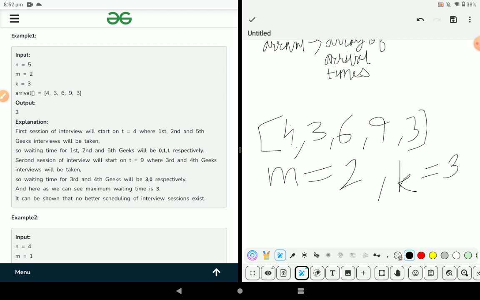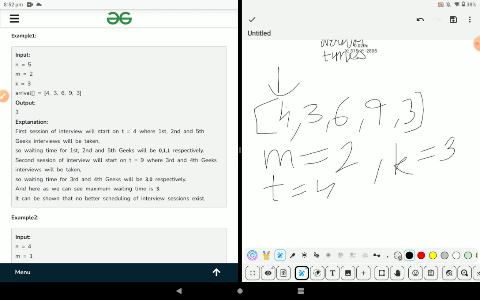So basically at t equals 4 we will start from the first position. The first position is t equals 4, meaning 4 o'clock. We can see that the other geeks came at, someone came at 3 o'clock, someone at 6 o'clock, someone at 9 o'clock and someone at 3 o'clock.